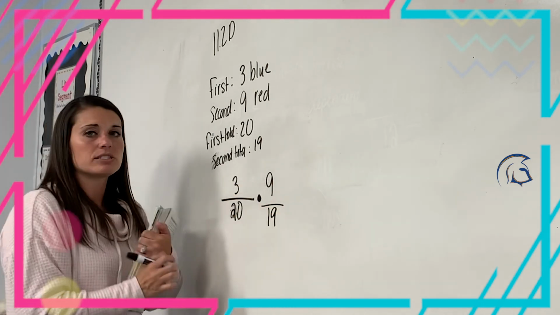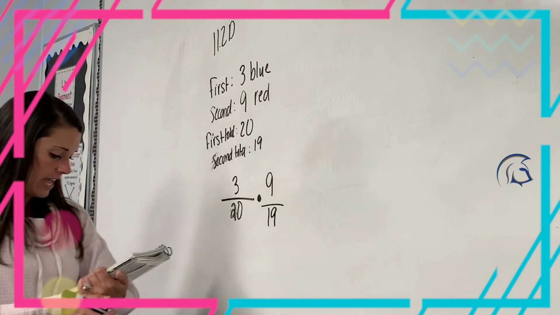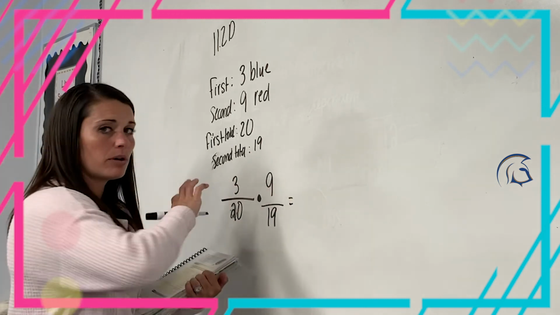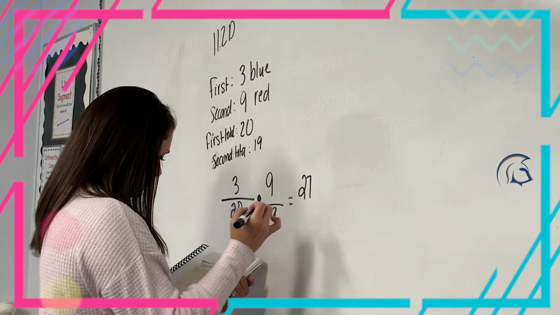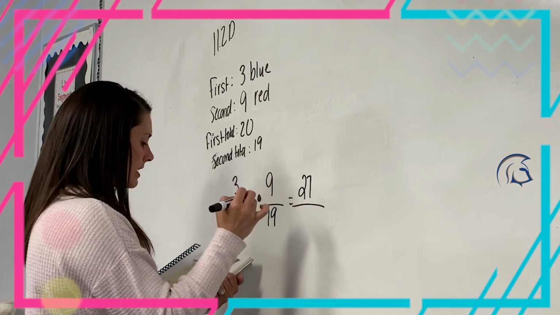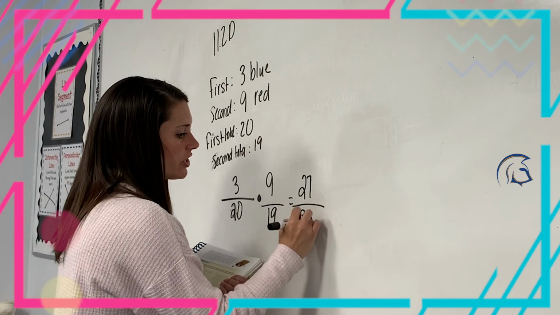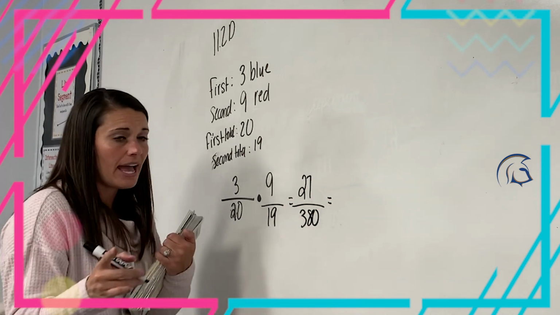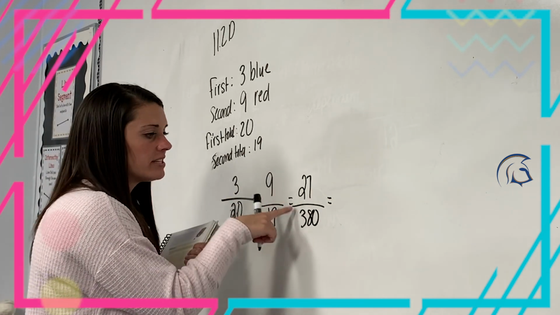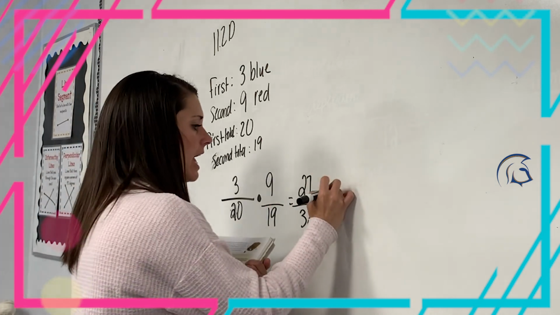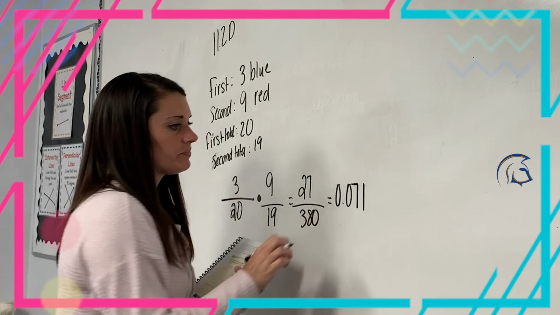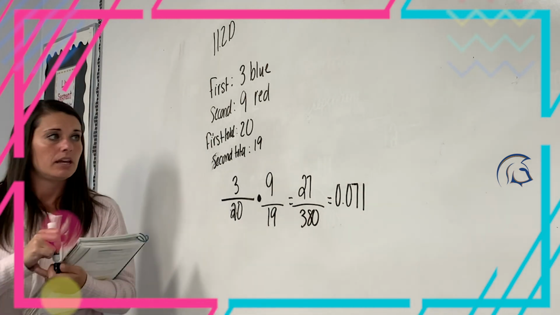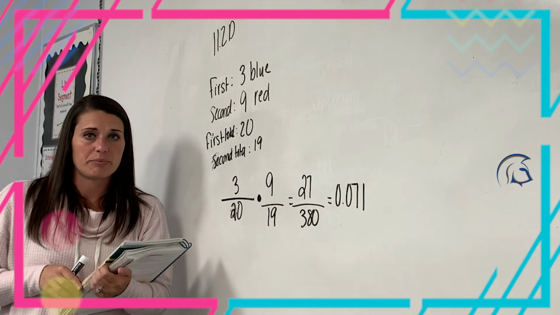So your fractions look like this, okay? You're going to go ahead and multiply straight across, and you're going to get 27. 20 times 19 is 380. Go ahead and divide 27 by 380, and you should get 0.071. And that's your probability, and that's example 11.2d.